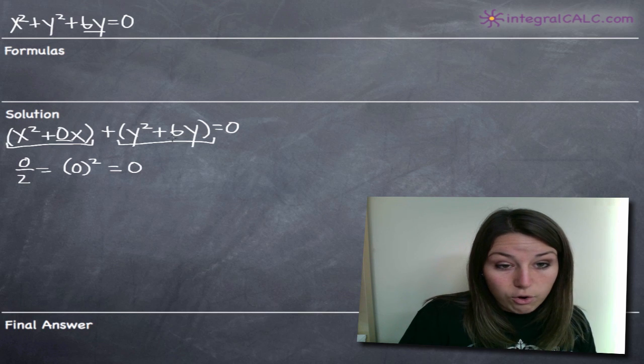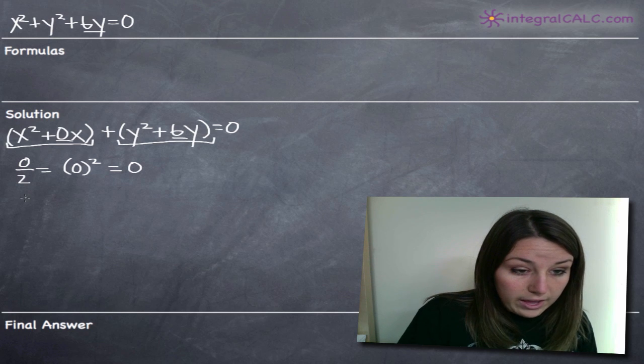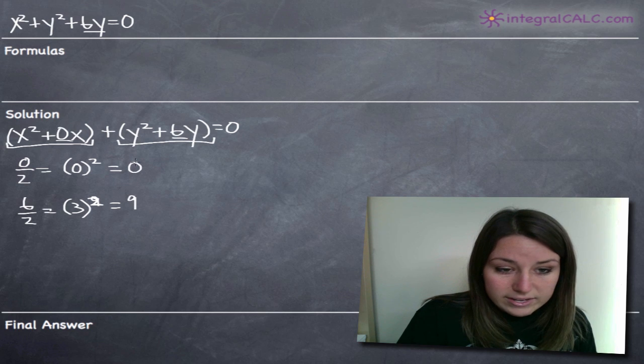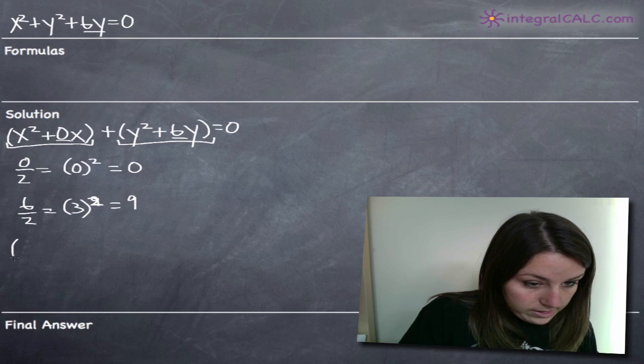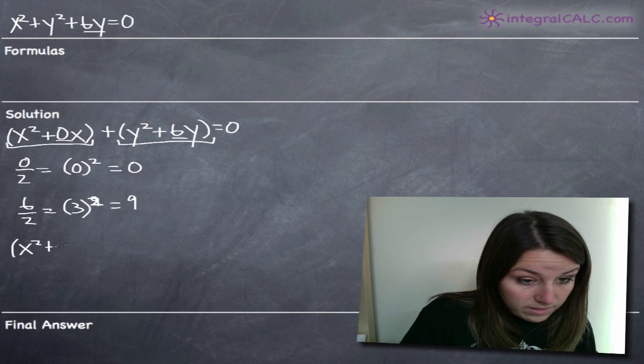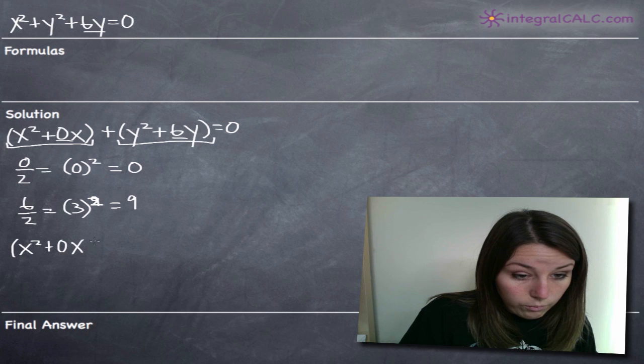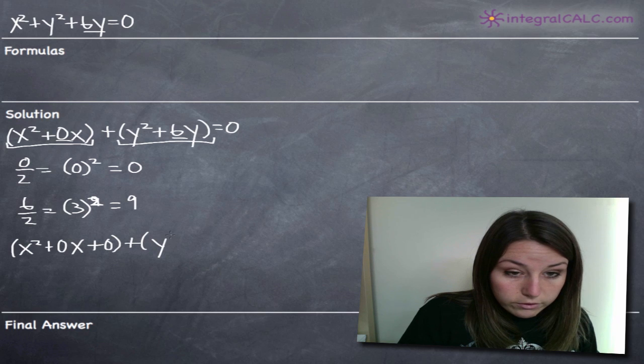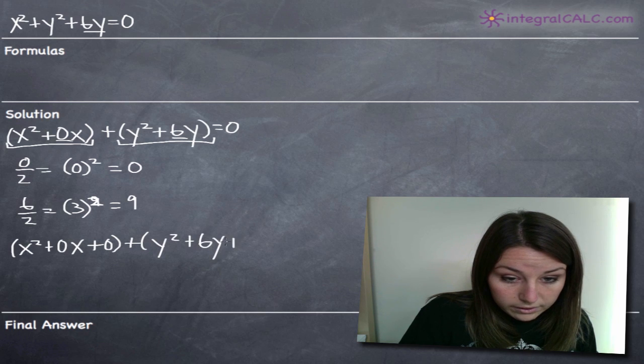Again, taking the coefficient on the first degree term, here's y to the 1, so we take the coefficient, which is 6, and we divide that by 2. So 6 divided by 2 gives us 3, and then we square our answer. 3 squared is equal to 9. So now we're going to take 0 and 9, and we're going to add those to both sides. Here's what that looks like. The 0 came from the x terms, so we'll add in 0 here. The 9 came from the y terms, so y squared plus 6y plus 9.